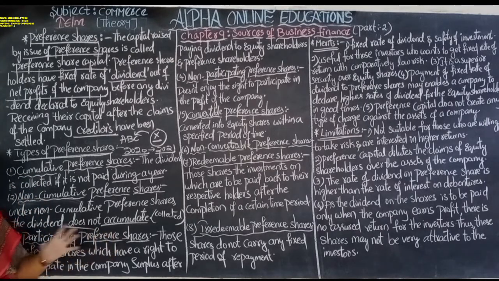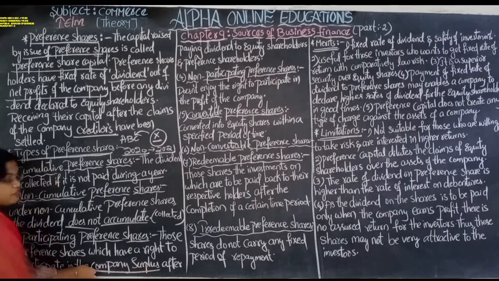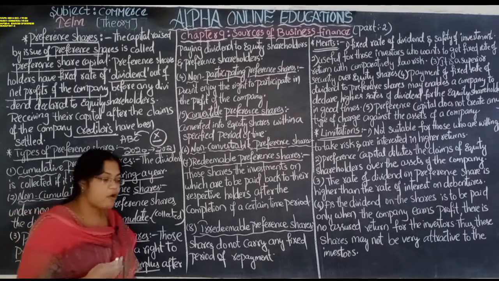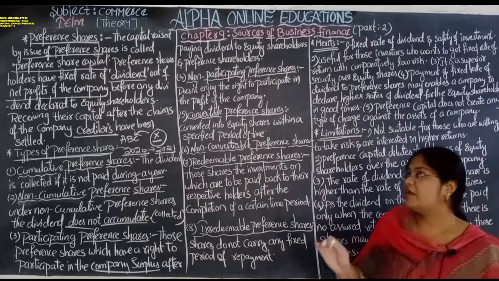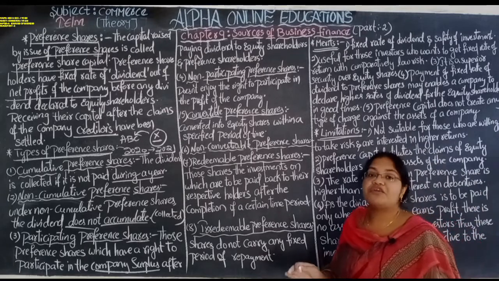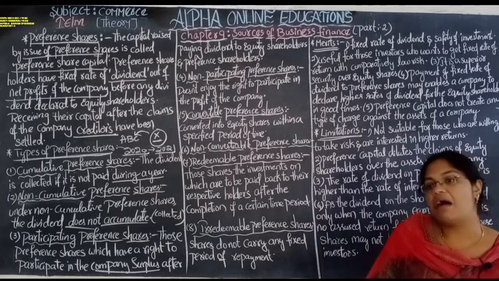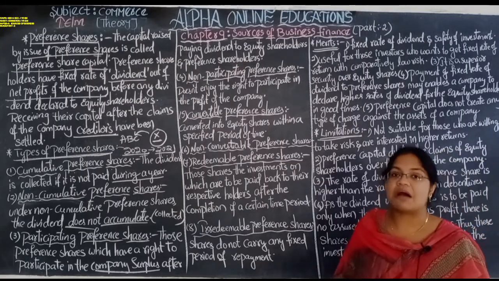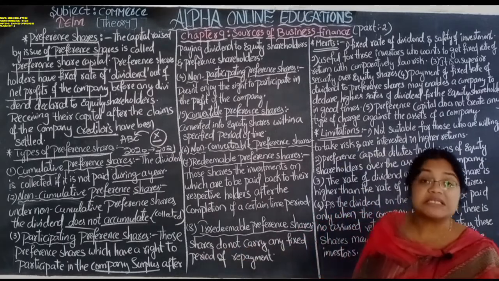Participating preference shares. Participating means those preference shares which have a right to participate in the company's surplus. Surplus means excess profit. ఎక్కువ ప్రాఫిట్స్ వచ్చినప్పుడు ఆ అమౌంట్‌ని ఏమంటామంటే సర్ప్లస్ అమౌంట్ అంటాం. For example, we expected a profit of 20 crores but we got a profit of 49 crores. Then that 29 crores excess amount is considered as a surplus amount. Excess amount ni surplus antam.